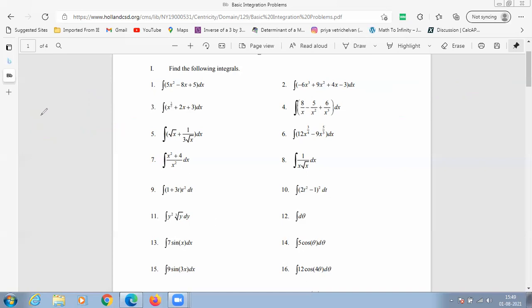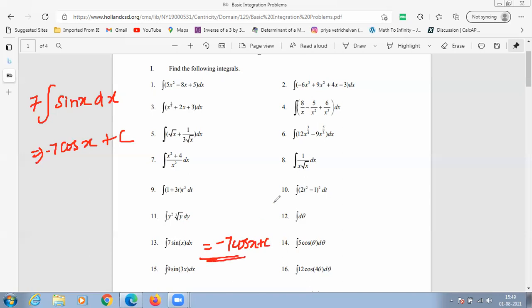So integral 7 sin x dx. Take the 7 out. Sin x dx. I've told you already, integral sin x will give you the result as minus cos x. So it's going to be minus 7 cos x plus c. That is the result on this.